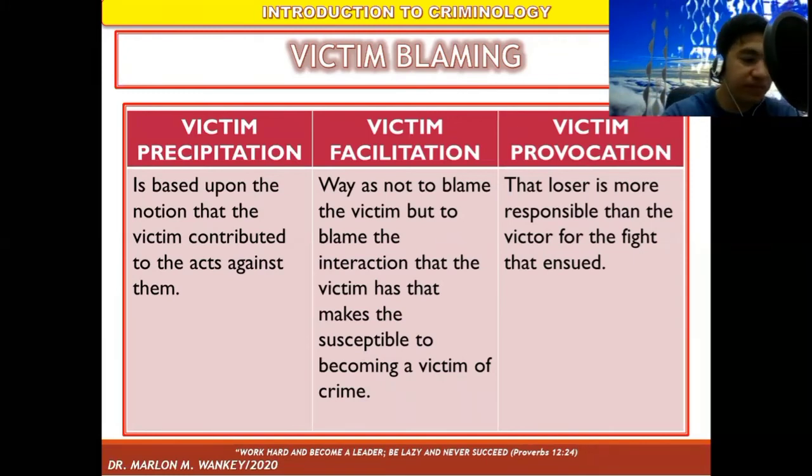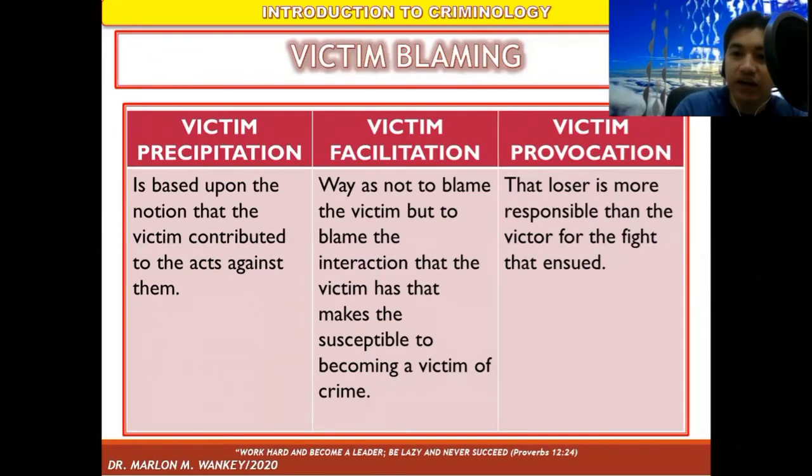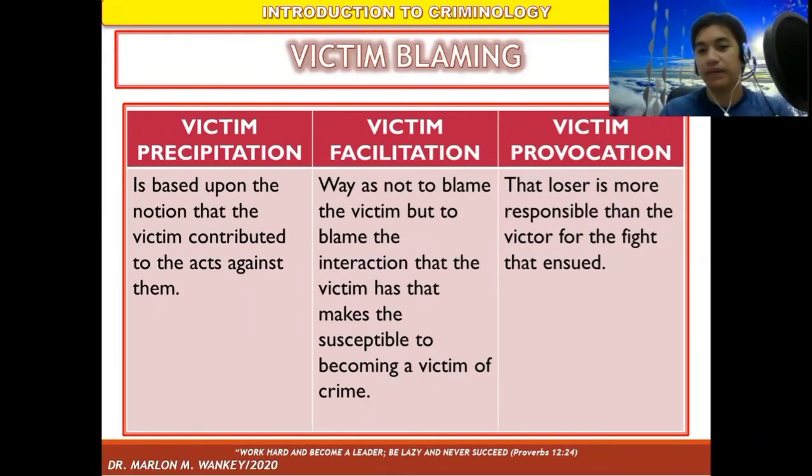Okay? Bigla ka na lang umatake, and then of course, there will be a reaction from the people. So they may hurt you back. Nabugbog ka, mas lalong ikaw ang naka-receive ng pinsala. It's just because of your fault, and not them, but your fault. It is a big victim blame.